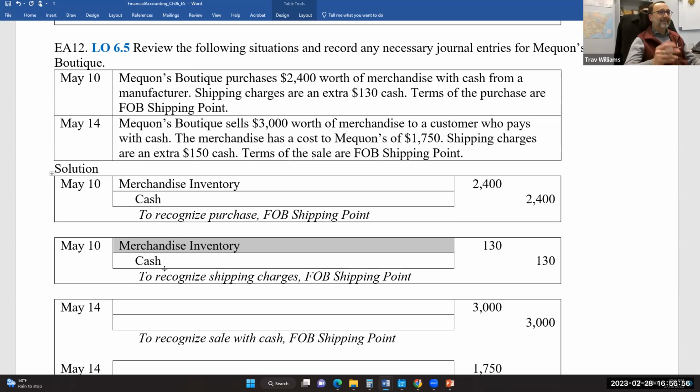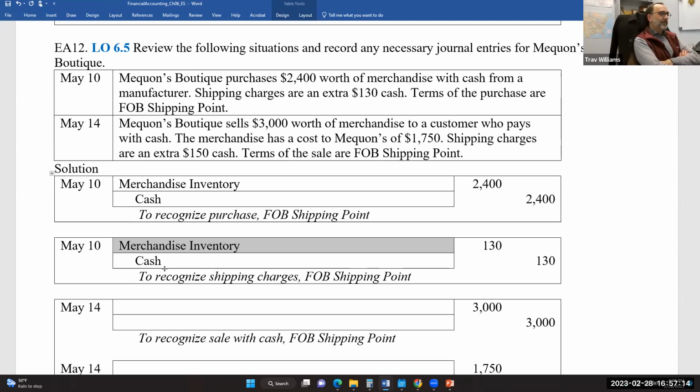Okay, so it's the exact same journal entry for the purchaser's shipping costs as it is for the purchaser's purchase. Okay, I just made up a new tongue twister.